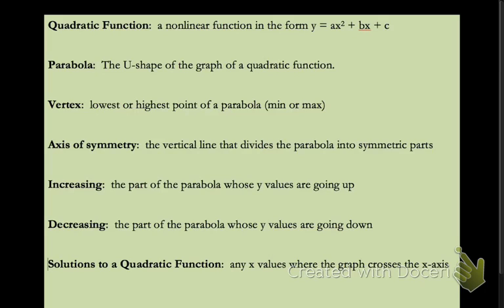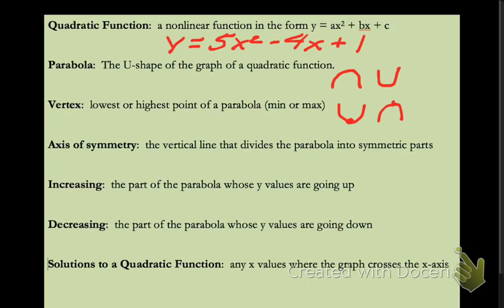So a quadratic equation is going to take the form such as y equals 5x squared minus 4x plus 1. It's not going to make a line, but it is going to make a parabola. And a parabola is the U-shape of the graph of a quadratic function. Now it is a function, so the parabola could open down, or it could open up. Now the vertex is the highest or lowest point of a parabola. It's the minimum, the valley, or the hill of the parabola.